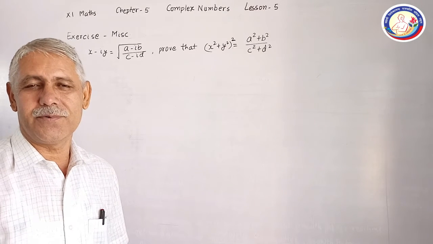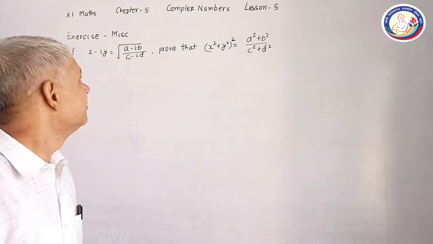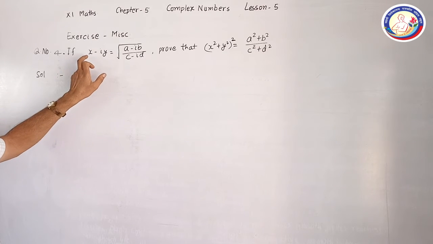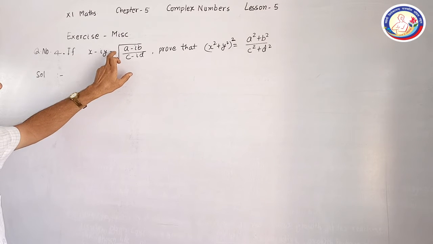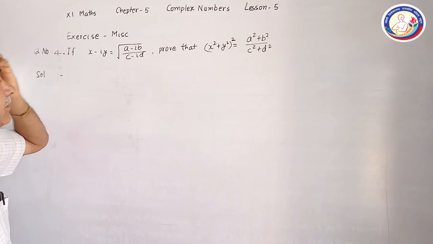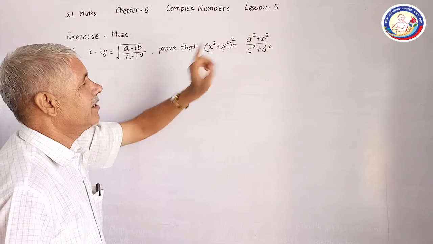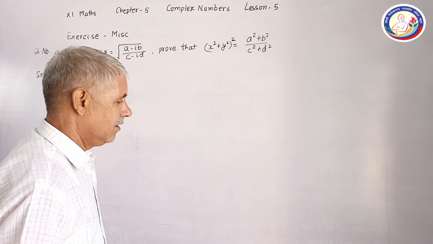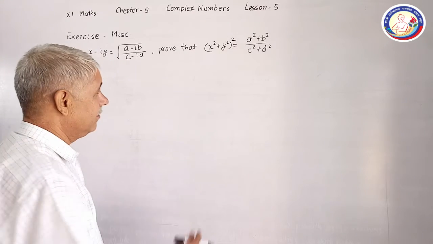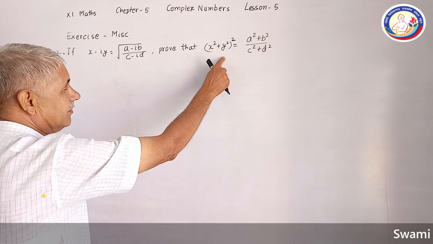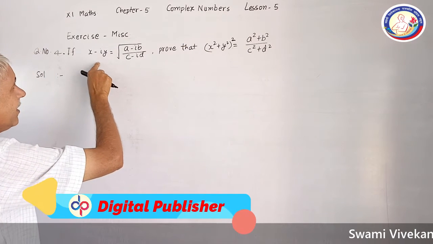Now we take another problem for solution. It is question number 4 from the miscellaneous exercise. It is given that x minus iota y is equal to square root of this. We have to prove that x square plus y square whole square is equal to this. How can we reach this equation starting from this?